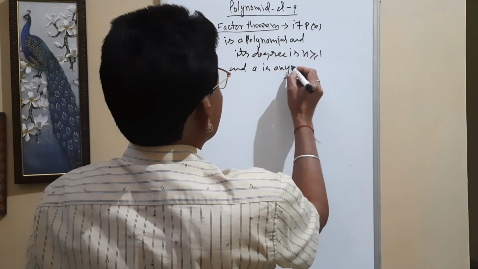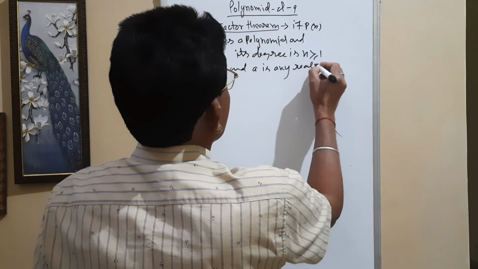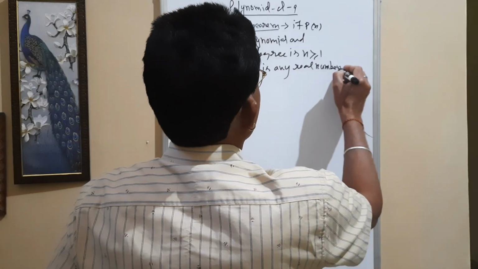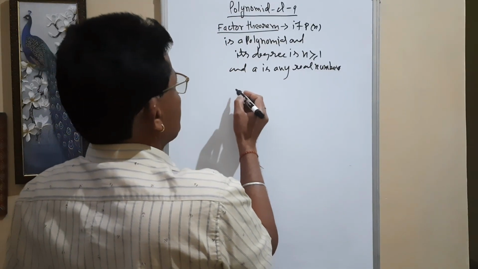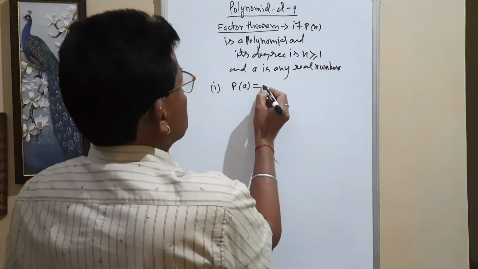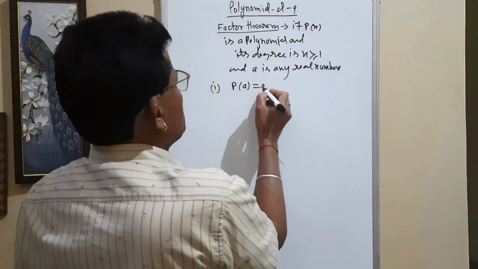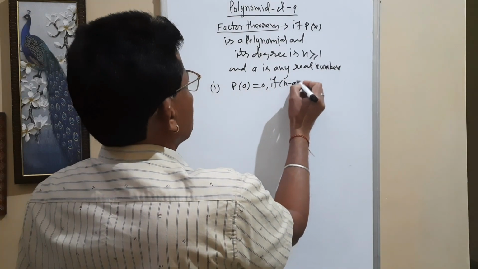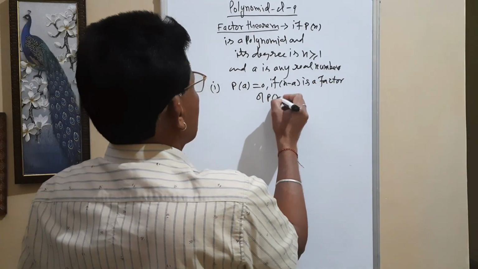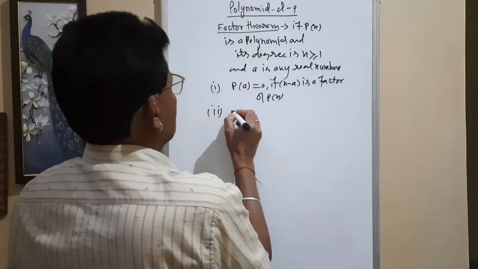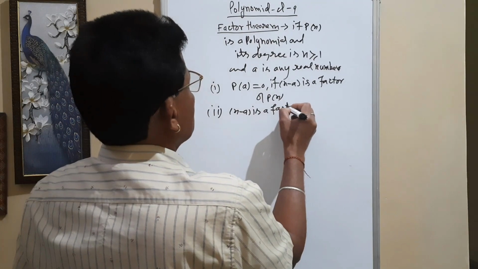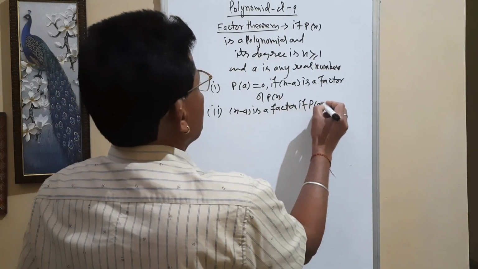This one also I told you already, any real number. Real number is the sum of rational as well as irrational numbers. Is a real number, and there will be two conditions. P(a): if a is a zero of the polynomial P(x), then P(a) is equal to 0, if x minus a is a factor of P(x). Second case, you must keep in mind, x minus a is a factor if P(a) is equal to 0.